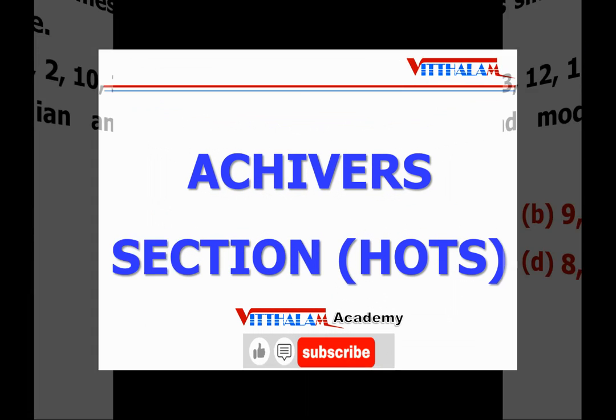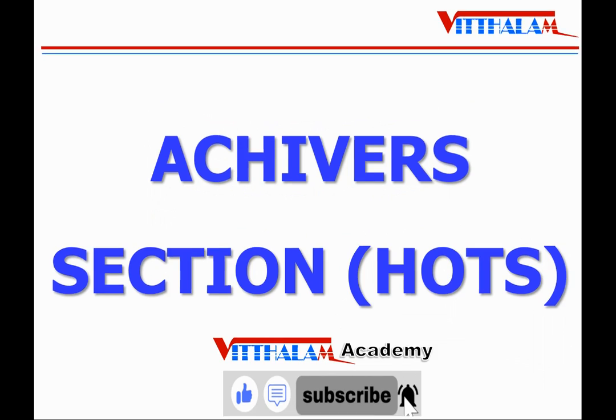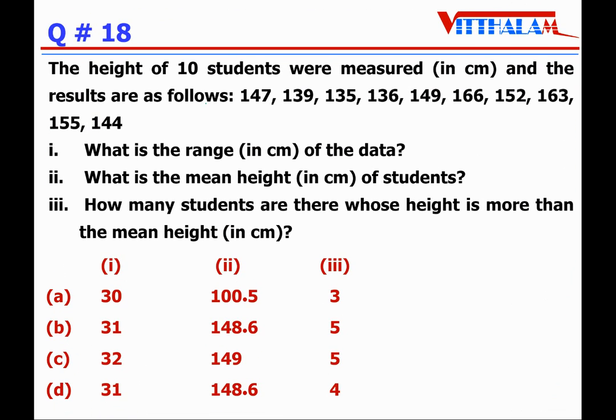Next, HOTS section, higher order thinking skills, question number 18. The heights of 10 students were measured in centimeters and the results are as follows: 147, 139, 152, 144 and so on. What is the range in centimeters? Range means maximum minus minimum. 166 is the maximum, and 135 is the minimum. The difference of these two is your range. So 166 minus 135 is 31. 31 centimeters is the range.